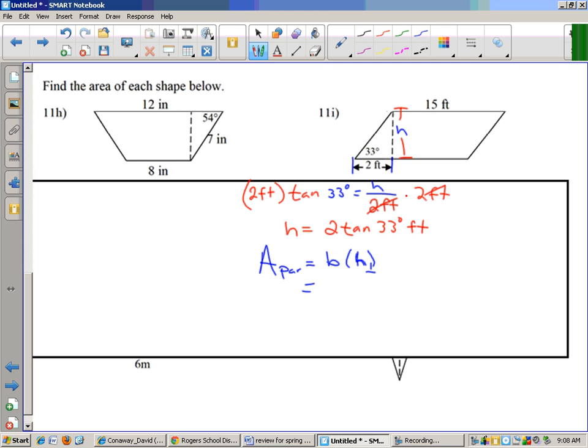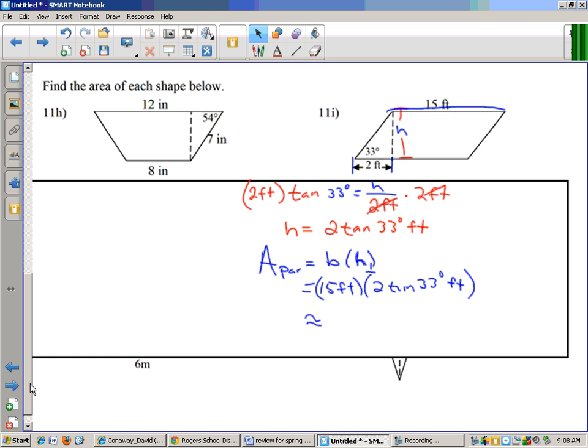The base, we already know, is 15 feet. And the height is going to be 2 tan 33 degrees feet. Plug those into your calculator and give me an approximation of it, please. So 30 tan 33 feet squared. What is it? 19.